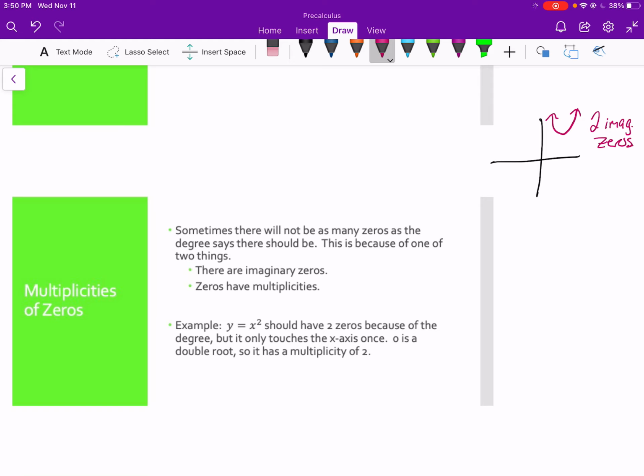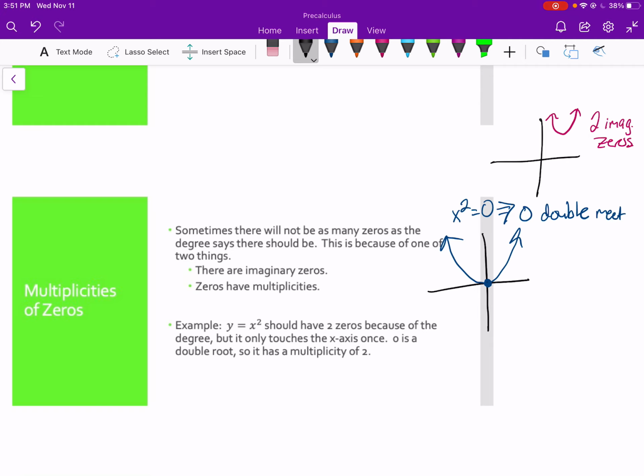Or we could have multiplicities. So let's look at the original parent function for x squared. It looks something like this. Notice that the only time it hits the x-axis is here at 0, and it looks like it hits it and bounces right back off. That's because we have multiplicity. Remember, when we have x squared equals 0, we said 0 was a double root. That's what it means when it bounces off. That means it could be a double root or a quadruple root.